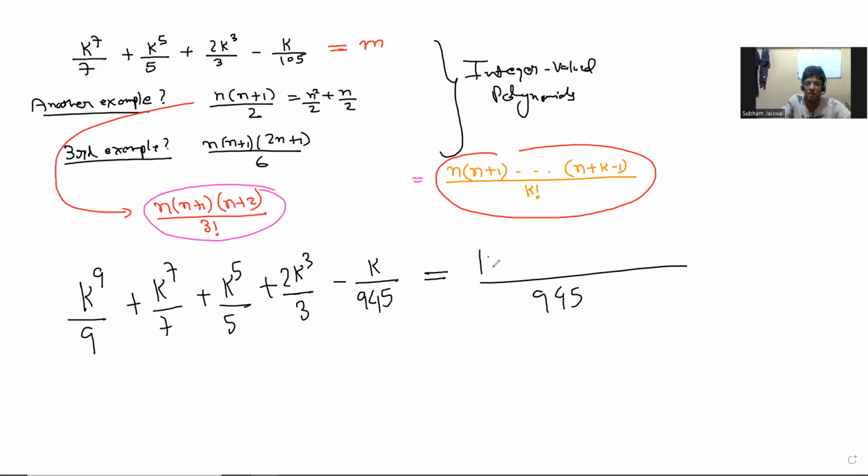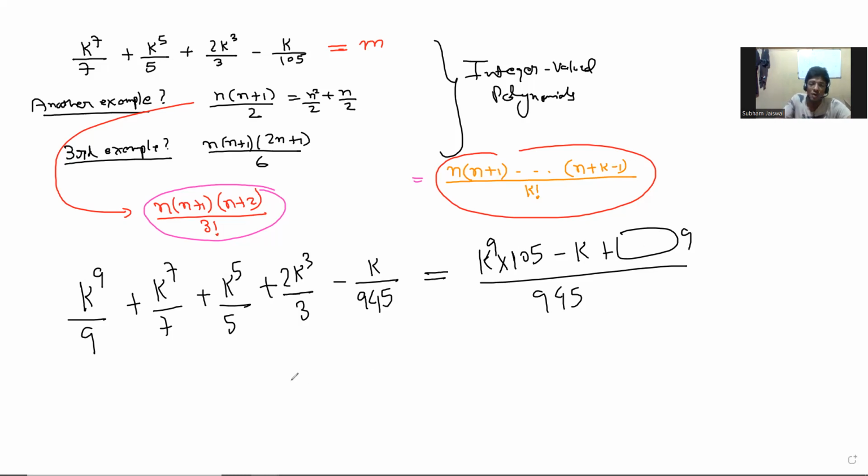And so then what is this? This is k times 105. Is that right? 105. And the last one is just k, right? And the other things are multiples of 3, or they are multiples of 9, in fact, right? So we can just ignore them.